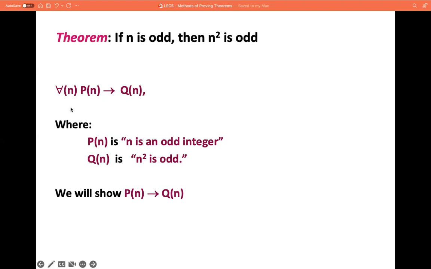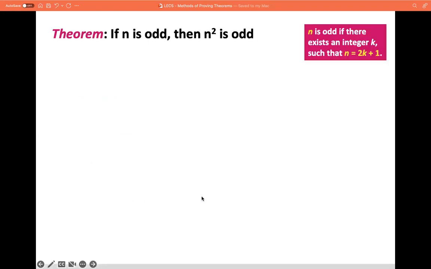So we can rewrite it in its predicate form: for all n, P of n implies Q of n, where P of n states that n is an odd integer and Q of n states that n squared is odd. So we will show this by showing a specific instance, P of n implies Q of n. So here goes the proof.